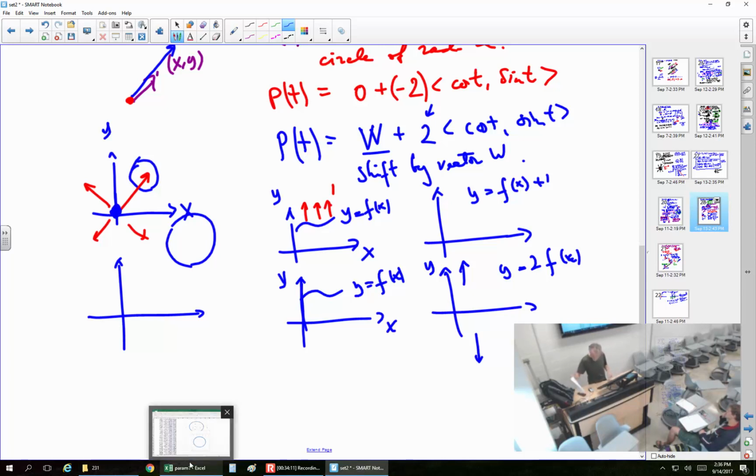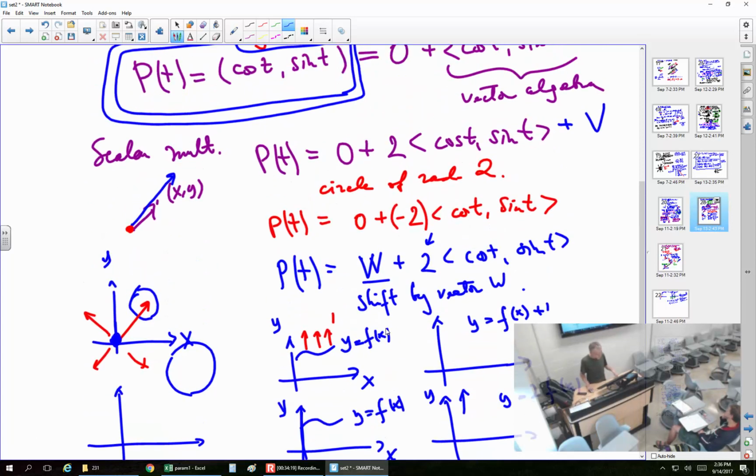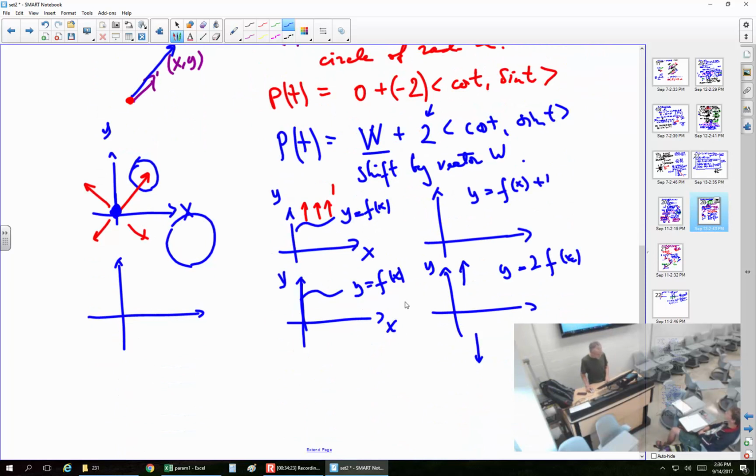Okay, so circles. I guess it's no harm if we just write the ellipse, just for reference. Ellipse.